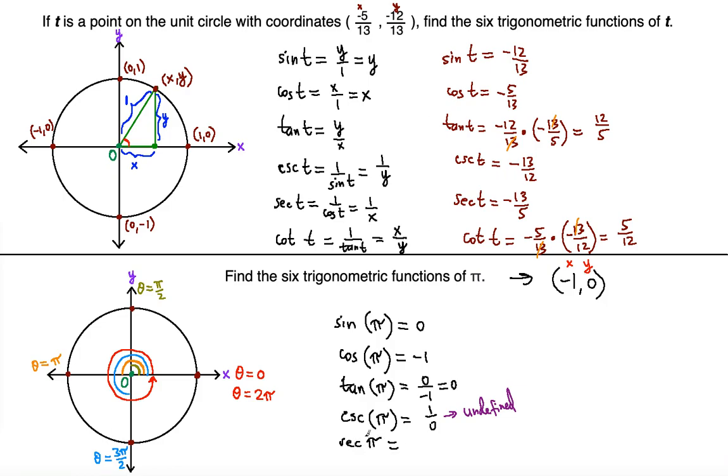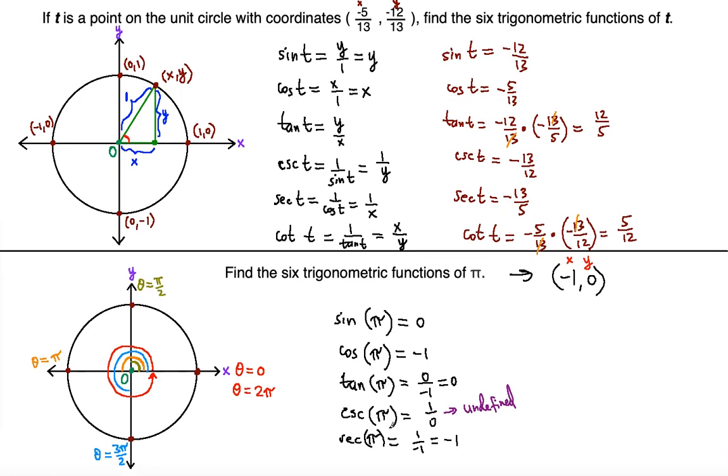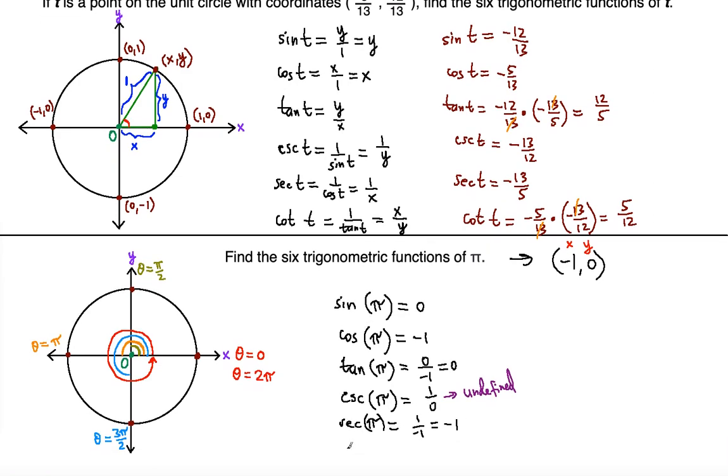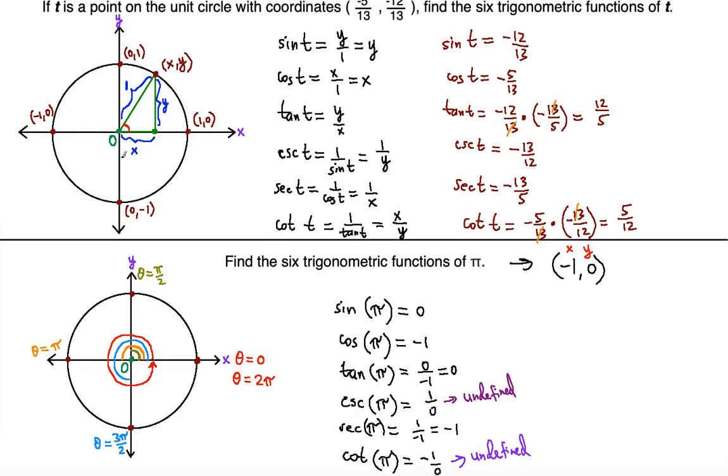Secant of pi. What is the secant of pi? Secant of pi is 1 over the cosine, 1 over x. What is 1 over x? 1 over -1, which is -1. And finally, the cotangent of pi is going to be x over y. -1 over 0. Is that allowed? No, right? It's undefined because you can't divide by 0.